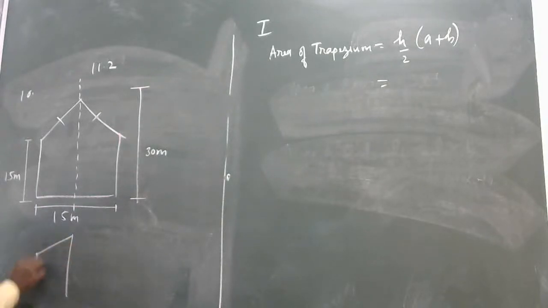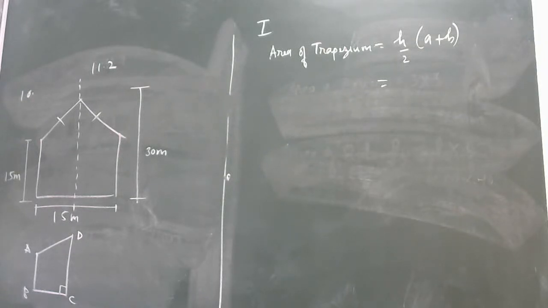I am taking only half part. So we have to find the height and a and b. What will be your height here? Let us name it as A, B, C, D. Which one is your height? 15 meter. Then D and C will be our height. DC is your height. Okay. Any other answer?